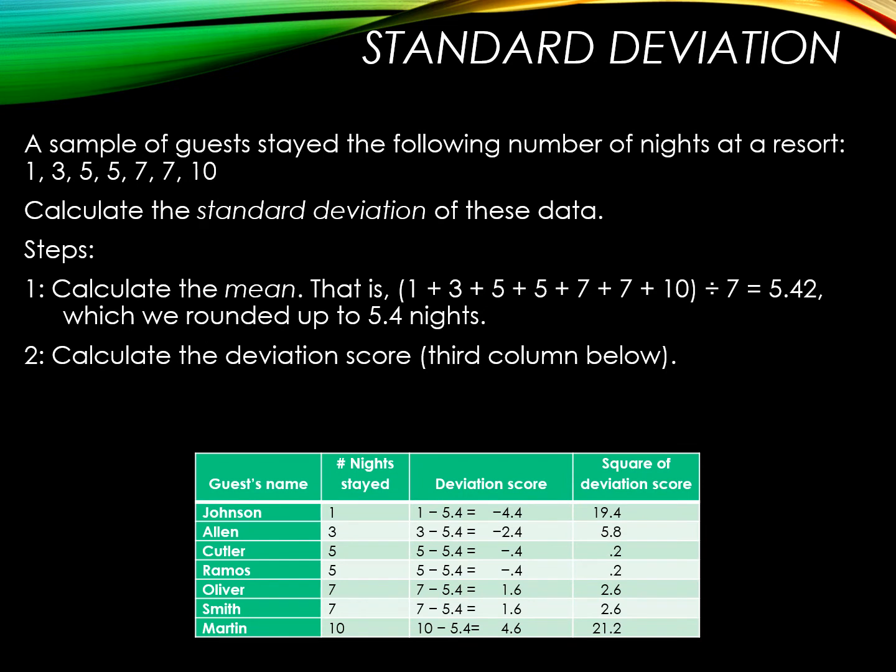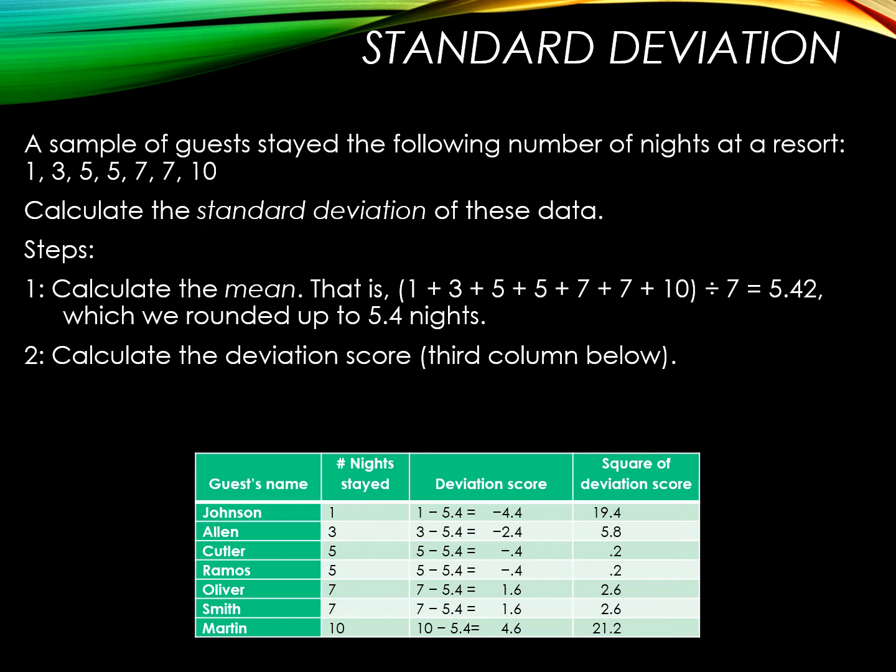All right, so let's look at another example of standard deviation to help us really understand this. What we're looking at is a sample of guests who stayed the following number of nights at a resort: 1, 3, 5, 5, 7, 7, 10. So guest A stayed 1 night, guest 2 stayed 3 nights, and so forth. We want to calculate the standard deviation of this data.